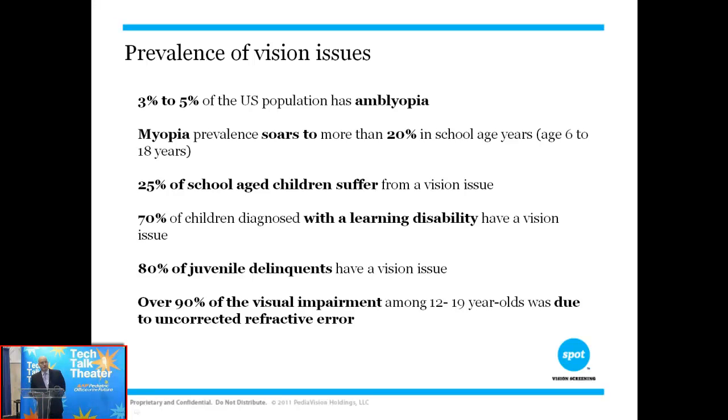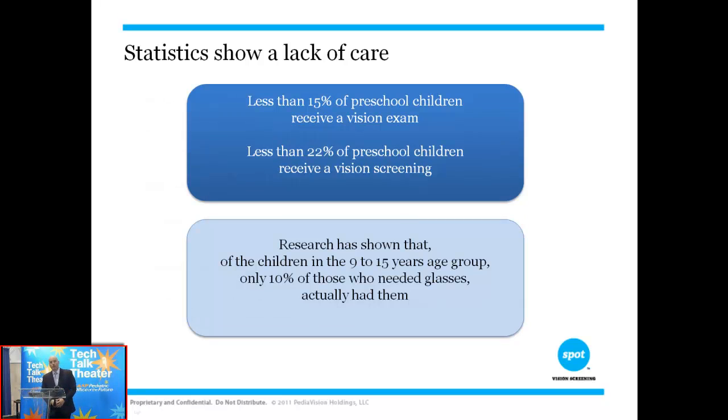Over 90% of the visual impairment that you see among children 12 to 19 years is due to uncorrected refractive error. What we've learned from looking at those statistics is there's a big black hole of vision issues in our youth today. And when we look deeper into the statistics, we find that less than 15% of preschool children actually receive a vision exam, and 22% of preschool children only receive a vision screening. So there's a large amount, just under 80%, that don't even get screened these days.